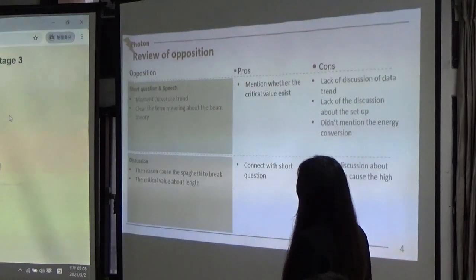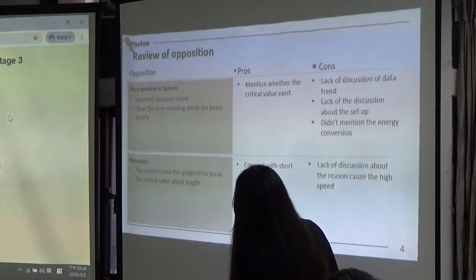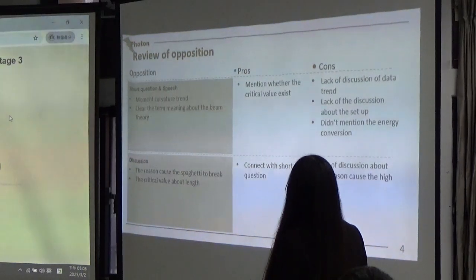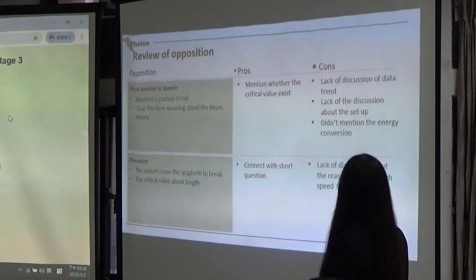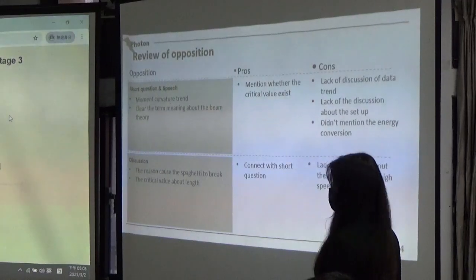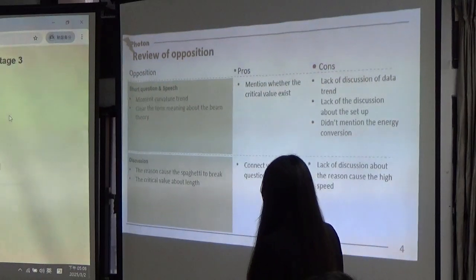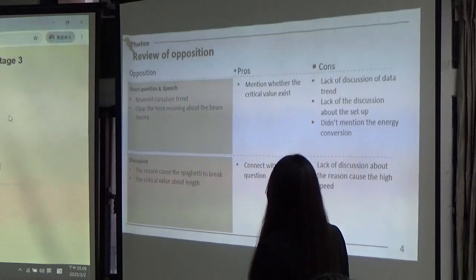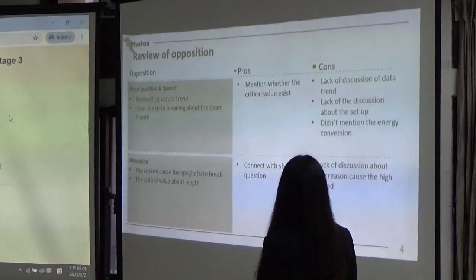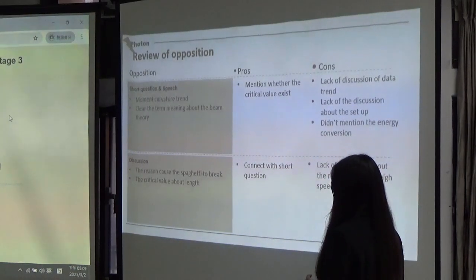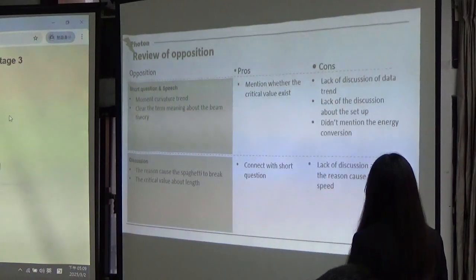And here is the review of the presentation. In the short question, she talked about the moment curvature change and clearly explained the meaning of terms in beam theory. I think she mentioned whether the critical value exists, but she lacked discussion of the data trend and of the setup, and didn't mention the energy conversion. In discussion time, she discussed the reason the spaghetti breaks and the critical value about the length. I think she connected with her short question about why the spaghetti will break. But I think she lacked discussion about the reason for the high speed.